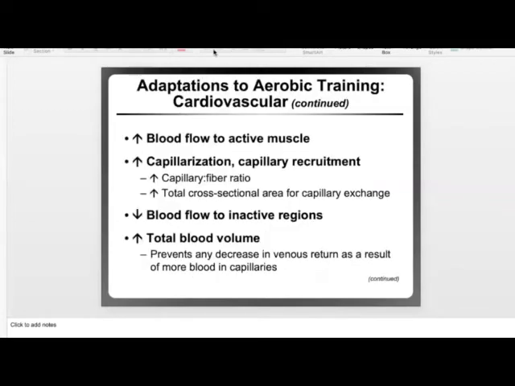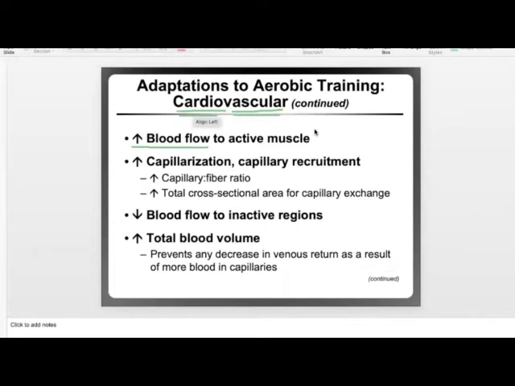So there are other changes, aside from the heart actually changing its muscle wall size and strength or being able to pull more blood into it. There are other parts, not just the heart but the vascular system, that are going to potentially adapt. Number one is going to be an increase in blood flow.